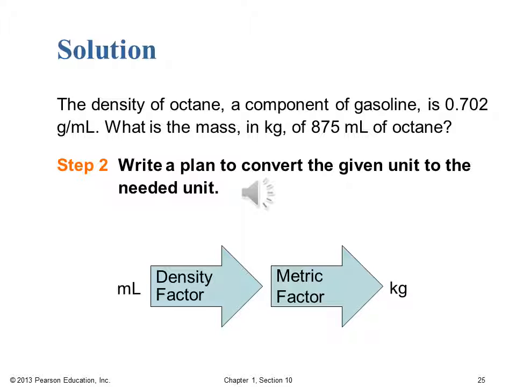Okay, moving on to step 2, we'll write our plan to convert the given values to that final needed unit. So first we'll have milliliters, which was the volume of octane given, and then we'll use the density as a conversion factor, and then finally a metric conversion factor to go from grams to kilograms in order to arrive at our final answer with the correct unit.